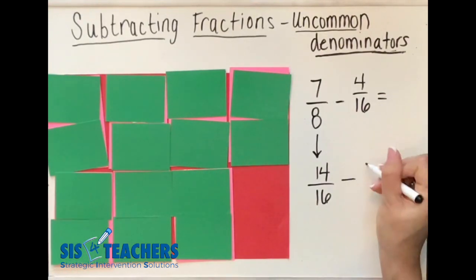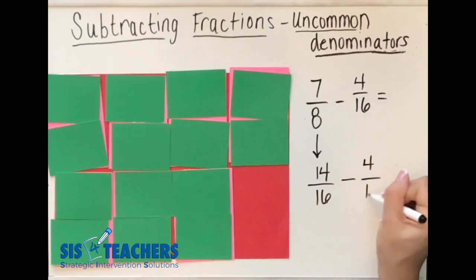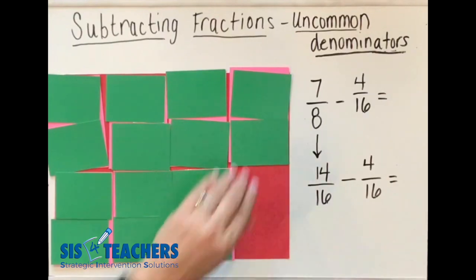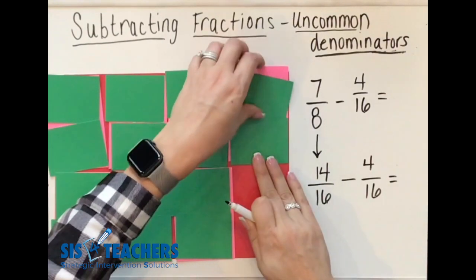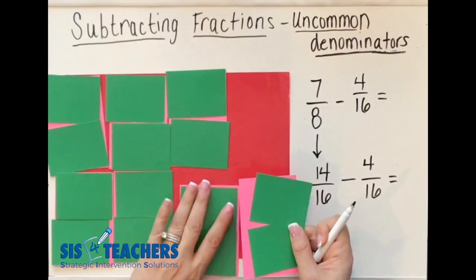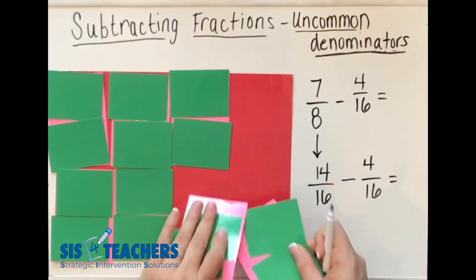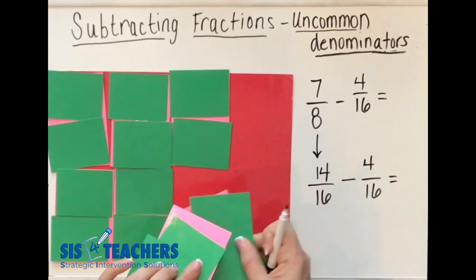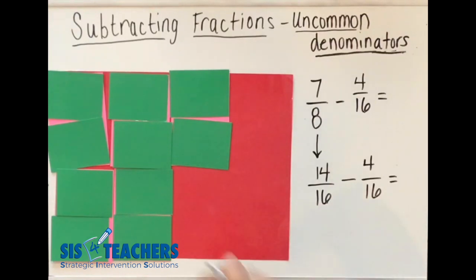I'm now going to take away that 4/16 and see what I get for the answer. So in this case, I'm going to go ahead and take away my 2/16, and I'm going to take away another 2/16. So we have 4/16 that we're taking away, and we see that we're left over with 8, 9, 10/16.